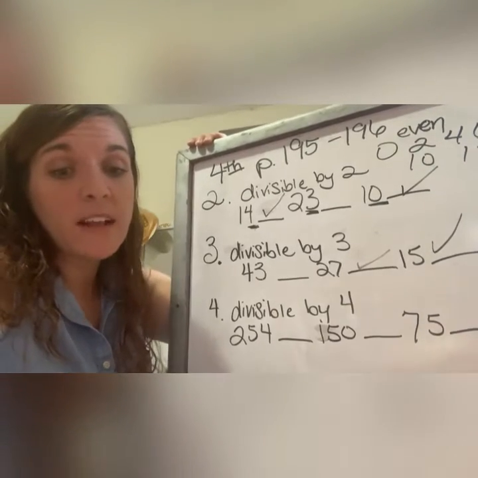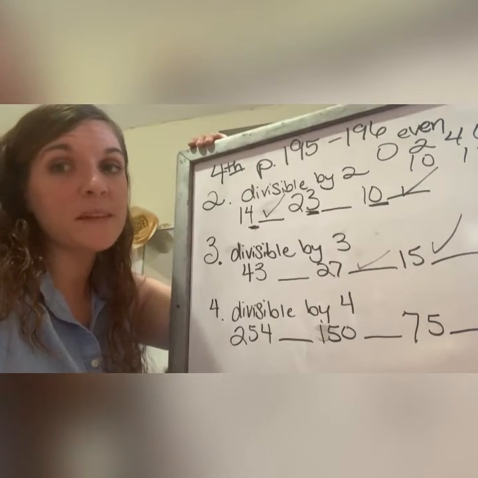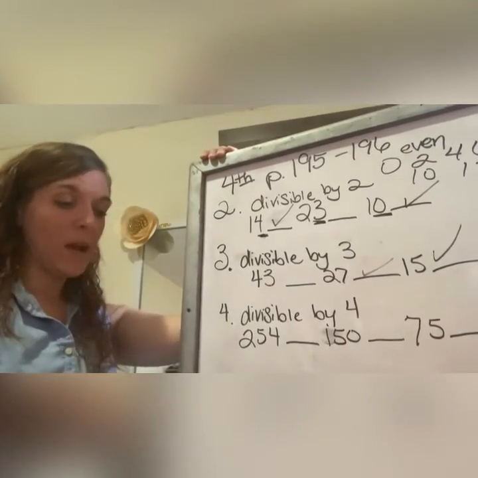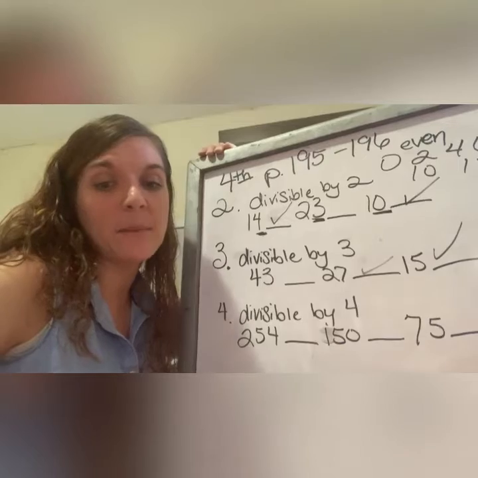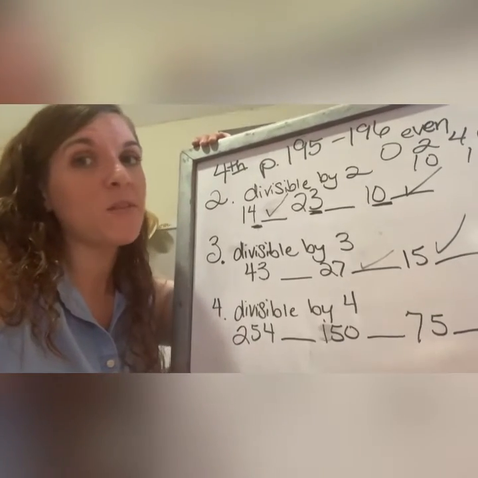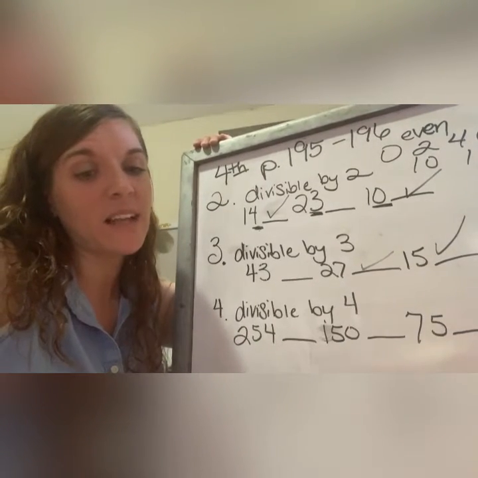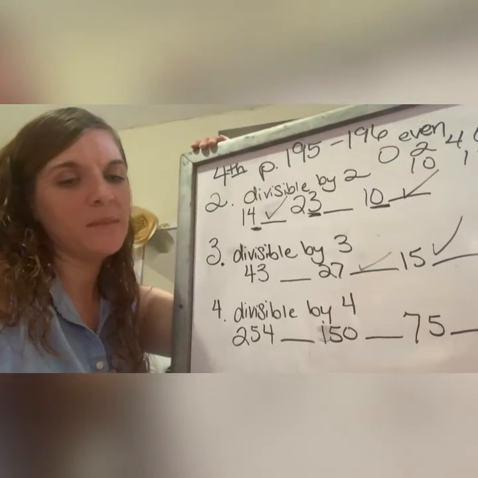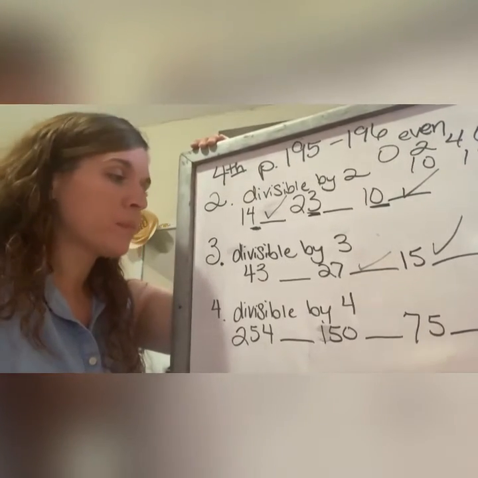Look at your next one, 36. You've got to add it up. 3 plus 6 is 9. Can you divide 9 by 3? Look at the next one, 81. 8 plus 1 is 9. Can you divide 9 by 3? But look at the next one, 4 plus 7 is 11. Can you divide 11 by 3? No, right? Okay. Look at number 4.